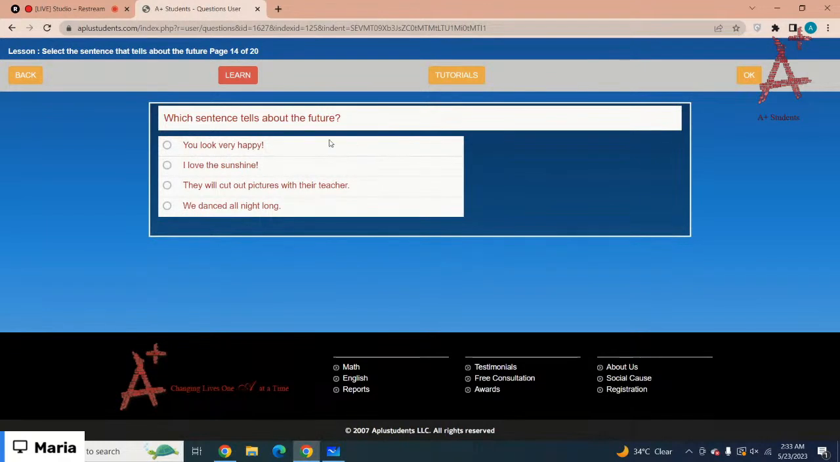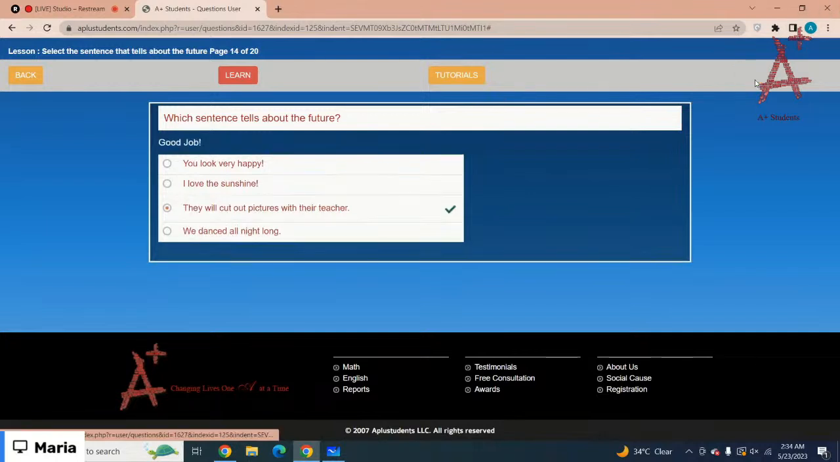Which sentence tells about the future? You look very happy. I love the sunshine. They will cut out pictures from their teacher. We danced all night long. So, which is the correct option? Yes, that would be the one with the word will. So, option number 3 is the correct option.